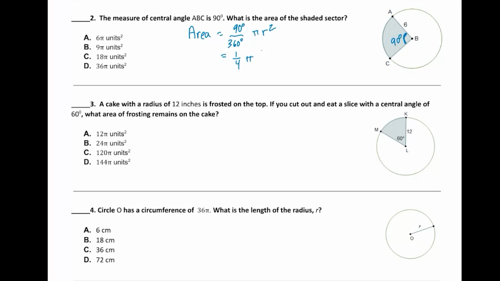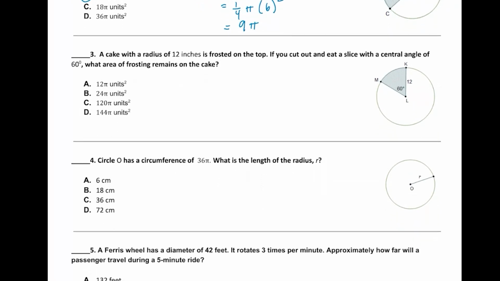The radius here is 6, as given in the problem. And so we need to do 1/4 times pi times 6 squared. 6 squared is 36, and 36 times 1/4 is 9. So this is 9 pi units squared. Our answer is B.